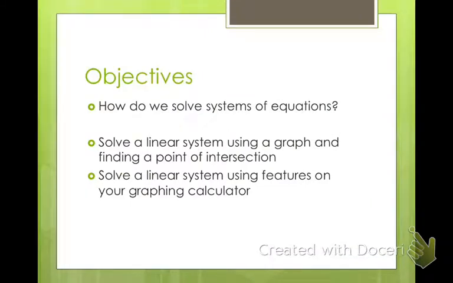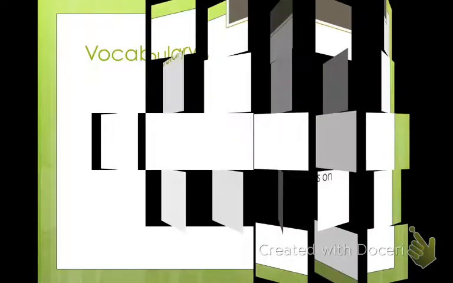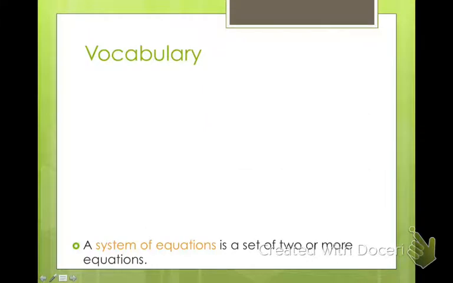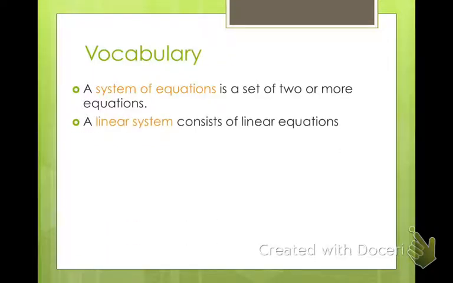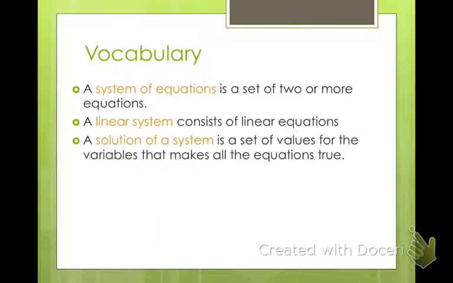So we're going to solve them today using graphs and finding a point of intersection, and then also using linear system features on your graphing calculator. So first, our vocab. A system of equations is a set of two or more equations. So we're going to find a single solution or a set of solutions, or when we talk about inequalities later in the chapter, it will be a region of solutions. A linear system consists of linear equations, and a solution of the system is a set of values for the variables that makes all the equations true.